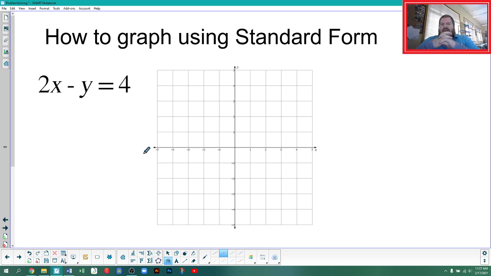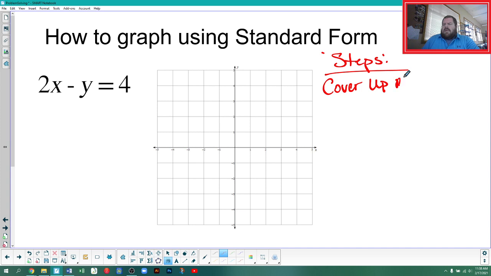To graph using standard form, that's when x and y are on the same side and there's a number on the other side, we used what was called the cover-up method. So looking at my steps, I use the cover-up method. Other people call it different things, and it's typically done the same way. You could always use a table of values, but I like the cover-up method for one reason.